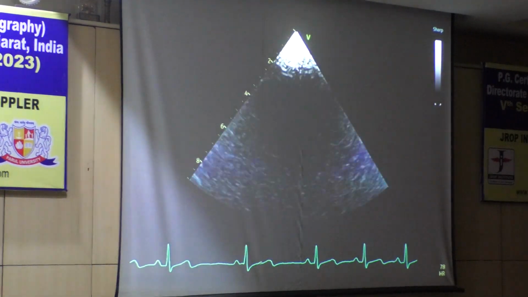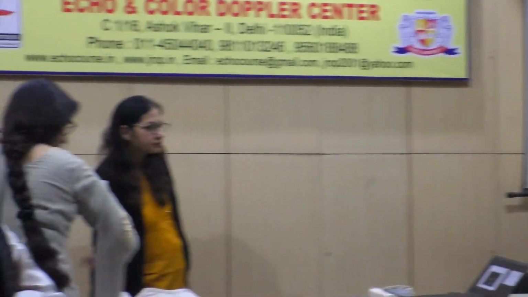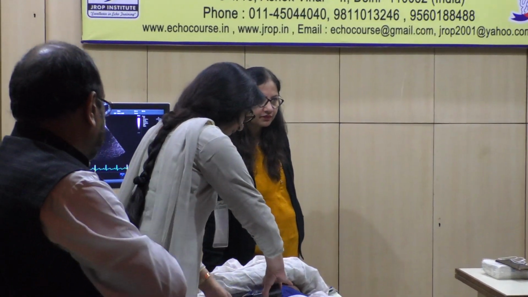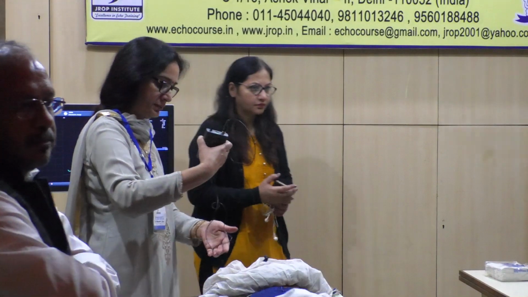Why do you want the bifurcation on the right side? Yes, bifurcation on right side. One is bifurcation and second is split side. So sometimes the apical four-chamber view can show a flow of SVC also. Apical four-chamber view. Yes.